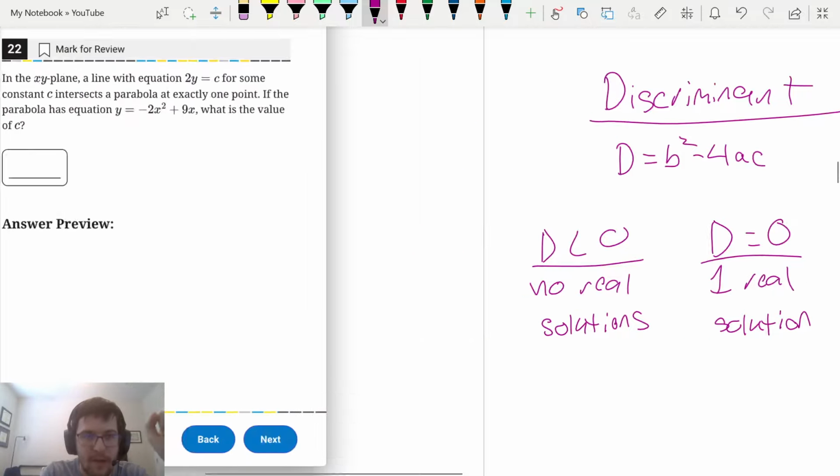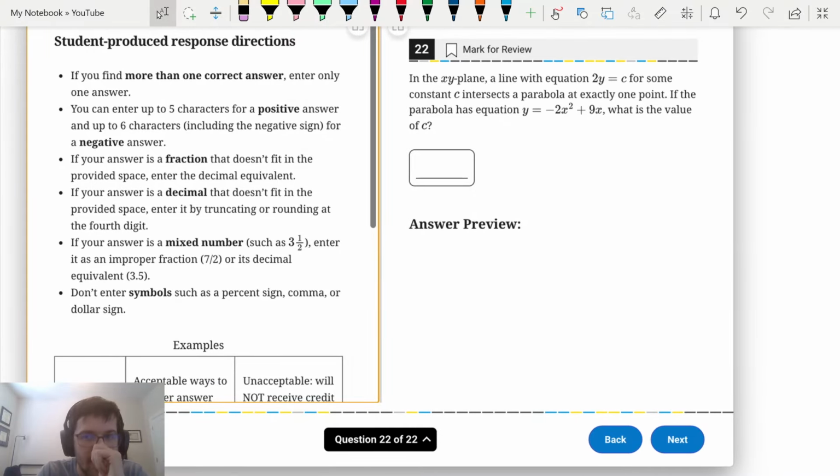Okay, so for this one, this is called a linear quadratic system. So we have a linear and a quadratic system. So we have to substitute. There's a bunch of ways you could do this. You could get y by itself in the first one and then plug it in. You could plug y into the top one. Doesn't really matter. I did something kind of weird here, so you don't have to do this again. Like I said, there's a bunch of ways to do this. Just make sure that, at the end of the day, you substitute for y in some way.